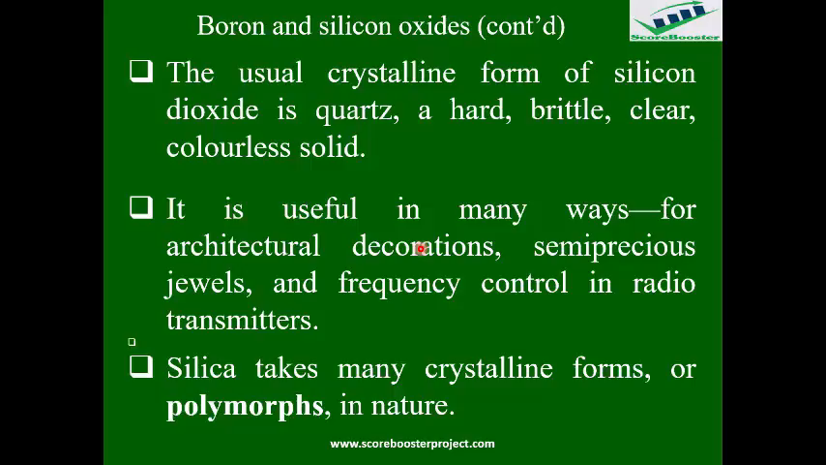Silicon oxide is used in many ways. It is for decorations. It is for precious jewels, on frequency control radio transmitters. There are many substances that are made from silicon oxide. No wonder it is abundant in the earth crust like that. So silica takes many crystalline forms and is polymorphic in nature. So that is what we have for today.